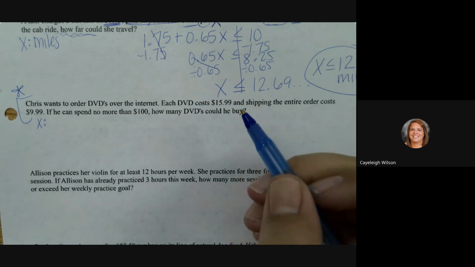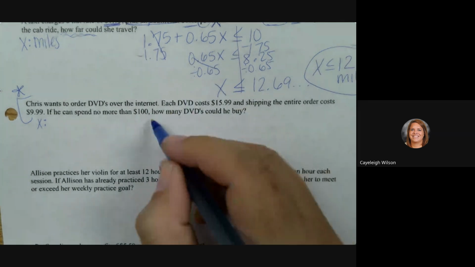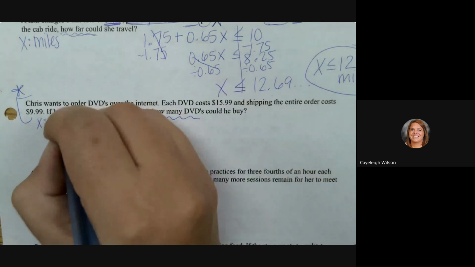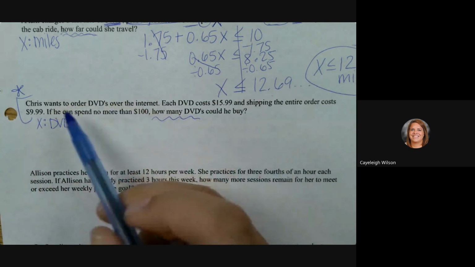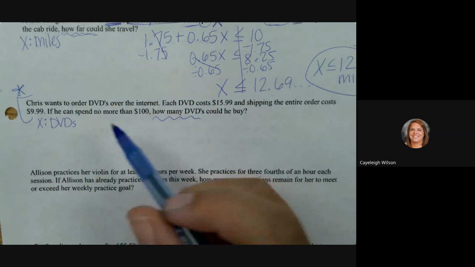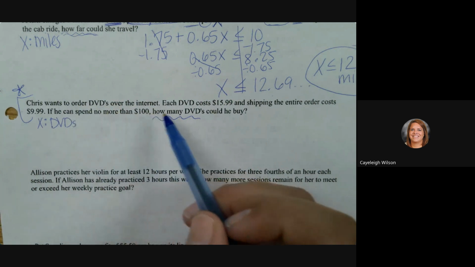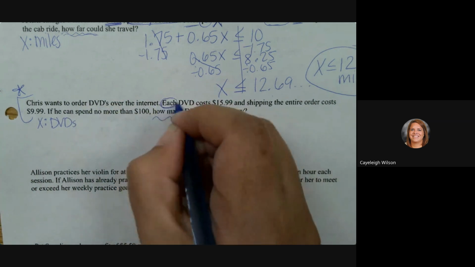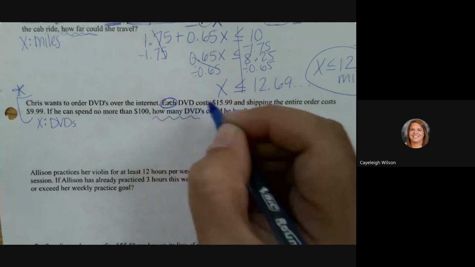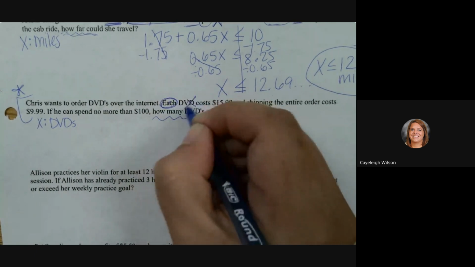All right. So the question, how many DVDs? So X is going to be DVDs. So when I go back, I know we see a lot of DVDs, but you got to find the one that goes with the number. So he wants to order DVDs over the internet. Each is an operational word. What operational word is each? Multiplication. So each DVD costs $15.99. So that's where my X is going to go.